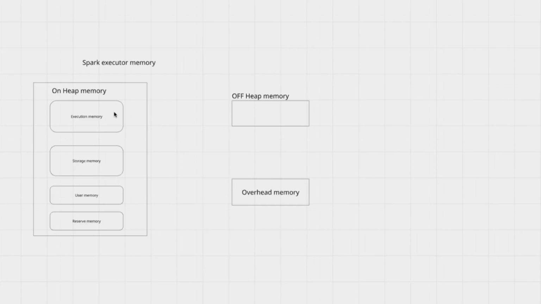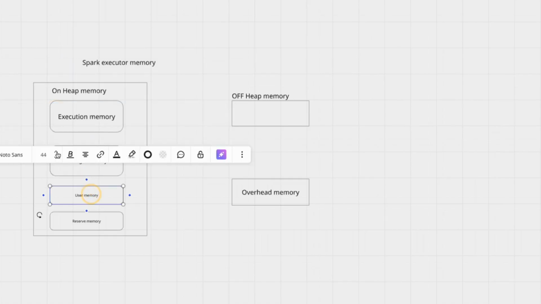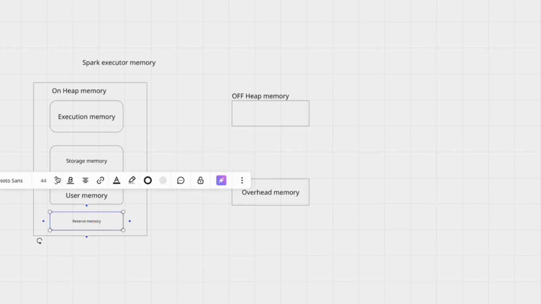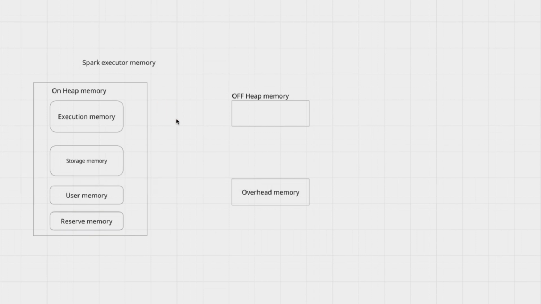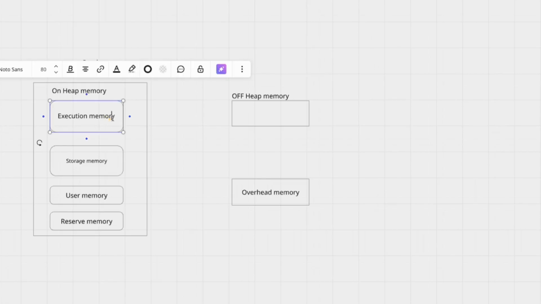So on heap memory has four different memory sections. The first is execution memory, the second is storage memory, the third is user memory, and we have something called reserve memory. So what do we mean by execution memory? When you do any joins, shuffle, sorting, or any group by, that takes place in the execution memory. So in execution memory, joins, shuffle, or any of the transformations, sort by, group by, all this takes place.